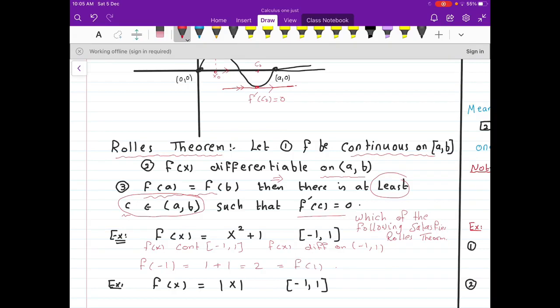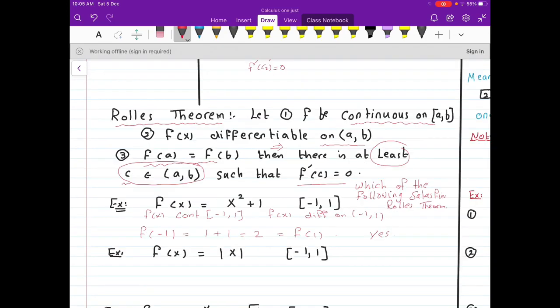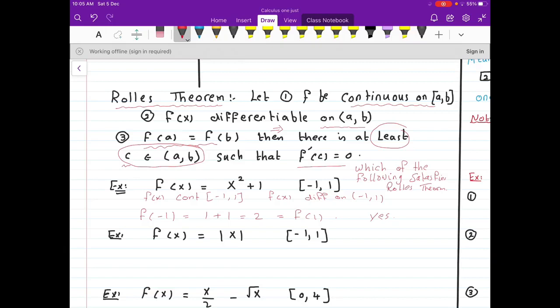The answer yes. السؤال الثاني اللي حنسأله find C that satisfies the Rolle's theorem. So, هل هذا الفانكشن f of x equal the absolute value of x on the interval minus 1 and 1 يحقق الرولز theorem؟ واضح أول شرط hold. Now f x continuous on the interval minus 1 and 1, why? The absolute value function is continuous on R. نتذكر رسمة الابسوليوت value للx.